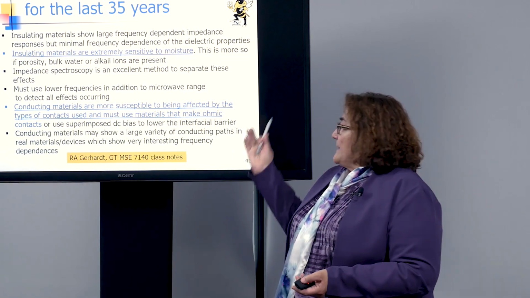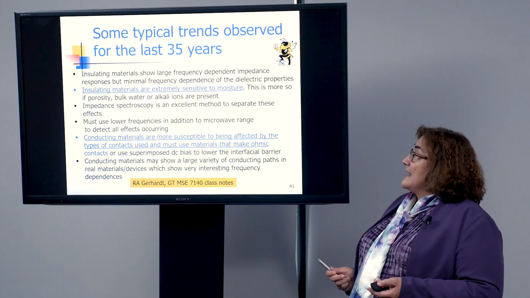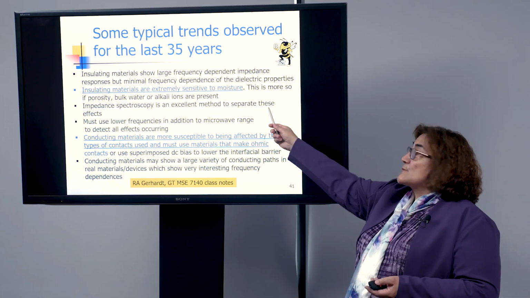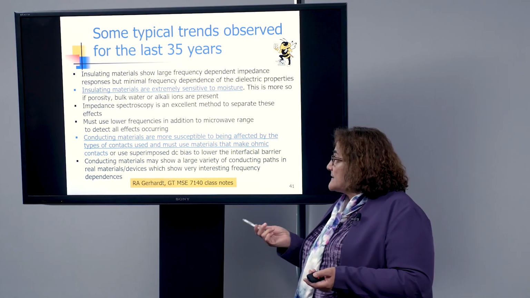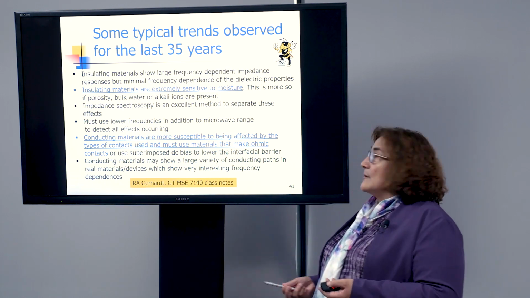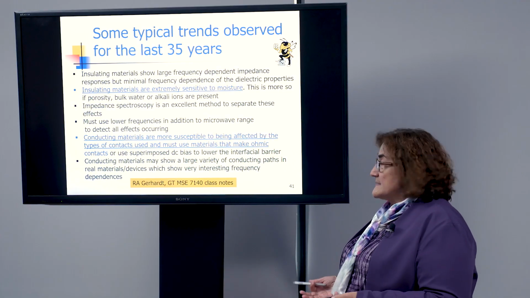So, in order to summarize here, I want to tell you some of the things I've already mentioned, but these are typical trends that I have observed for the last 35 years. Insulating materials show large frequency-dependent impedance responses, but minimal frequency dependence in the dielectric properties. However, insulating materials are extremely sensitive to moisture. And of course, this is true if they are porous, so they are able to pick up water, or they have alkali ions or are in contact with alkali ions in some way or another.